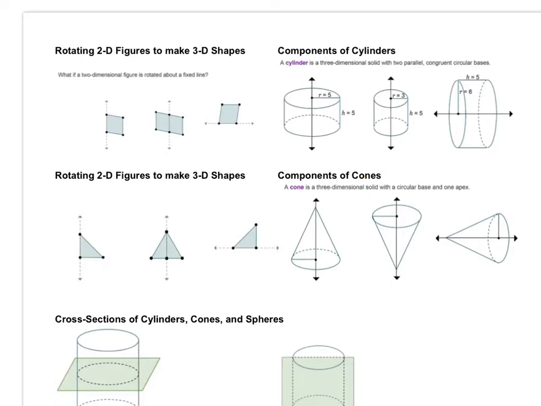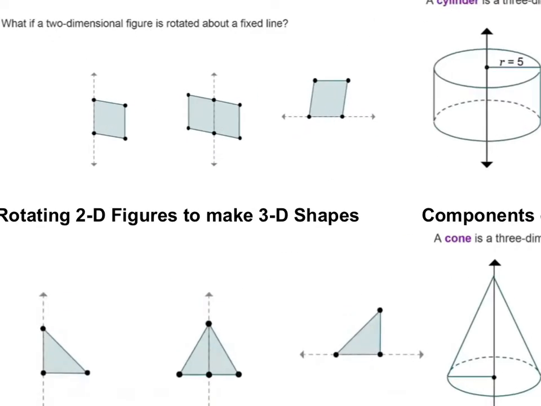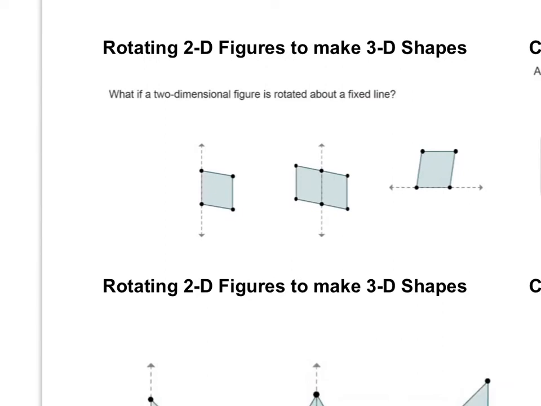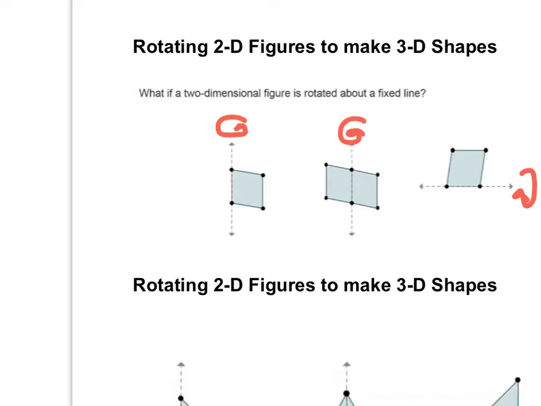Okay, all right, so I'm going to show you guys how we actually rotate these shapes. We're going to take these two-dimensional figures and rotate them around these different axes to determine what kind of shape we get. So I'm going to show you an animation for that.